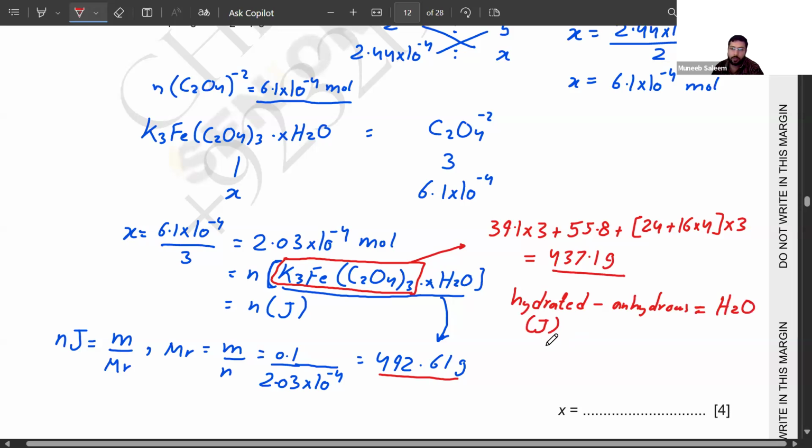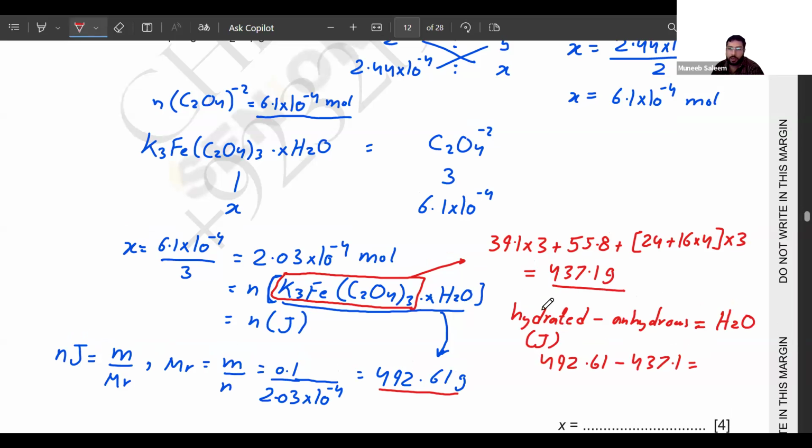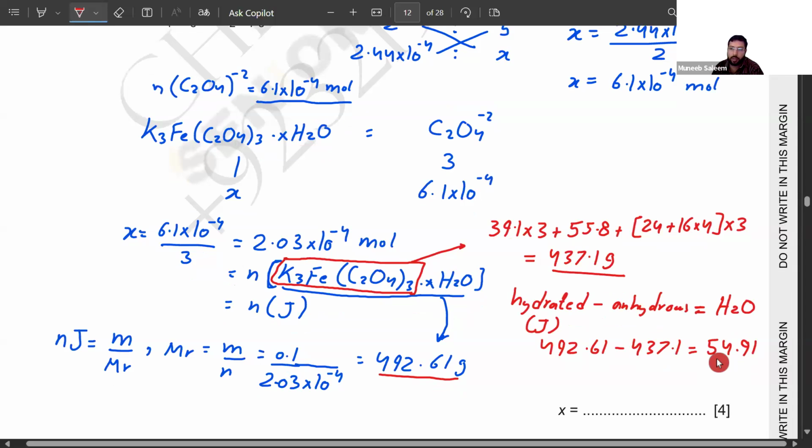So hydrated mass is 492.61 and anhydrous mass is 437.1. Now the value will come out to be 54.91. Now this is the mass of the water.